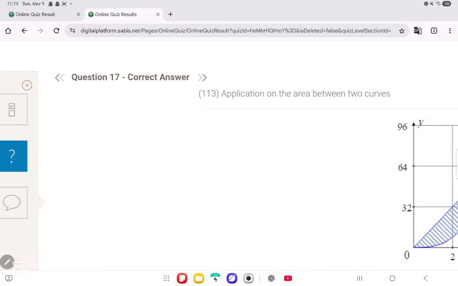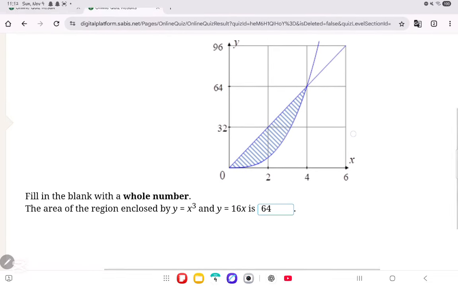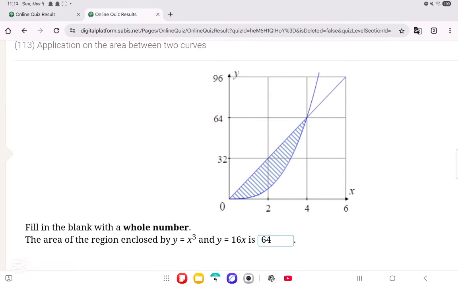Question number 17. Okay, what do they want? They want the area of the region enclosed by x to the power of 3. So here we don't have any specific changing in boundary, like, we don't have a lot of x-intercepts. We only have our boundaries to be from 0 to 4. Now, this is a region enclosed by what? It's enclosed by x to the power of 3 and 16x.